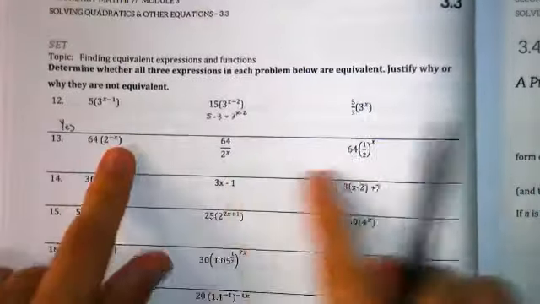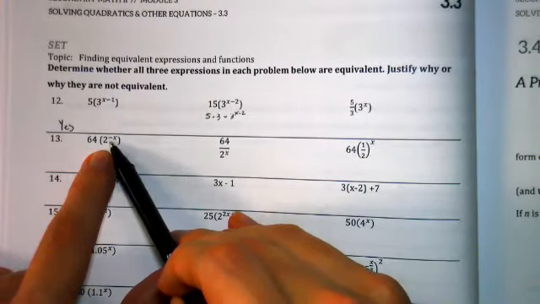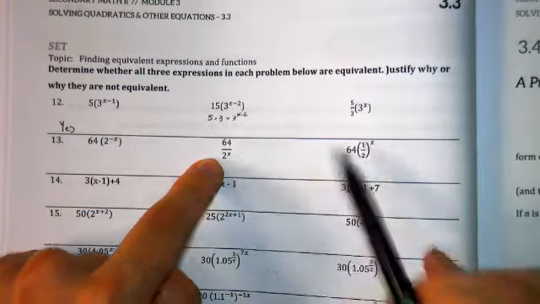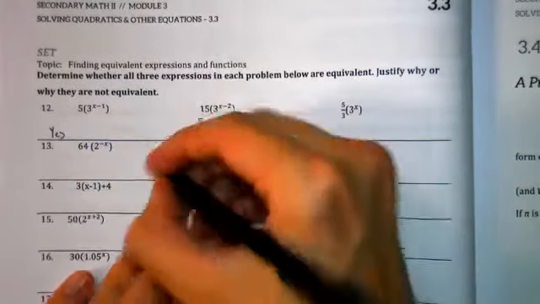Okay, let's look at this one here. Here you're dividing 64 by 2 x times. Here you're dividing 64 by 2 x times. Here you're dividing 64 by 2 x times. So yes, these are all equivalent.